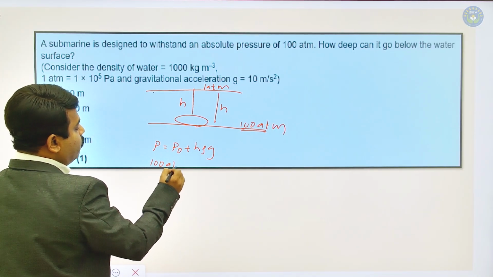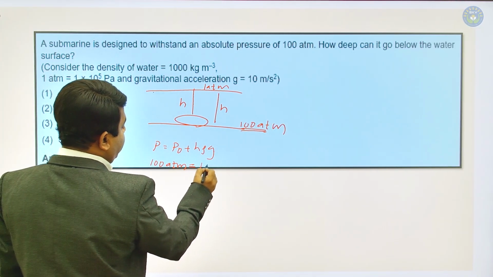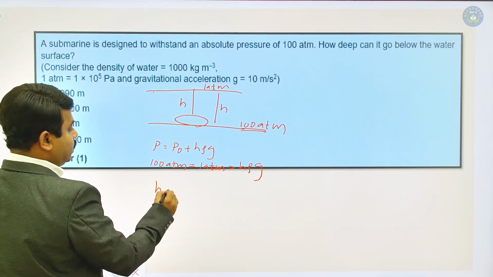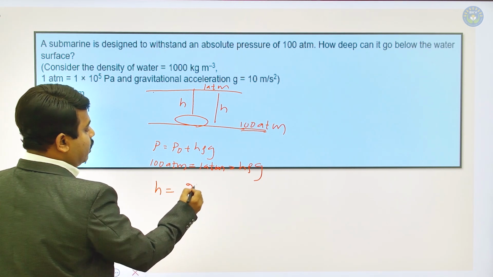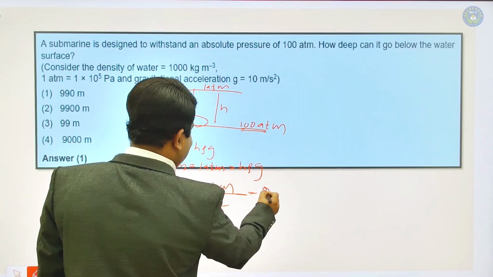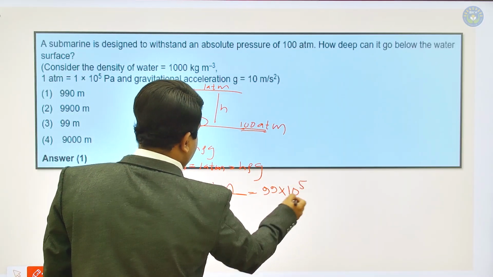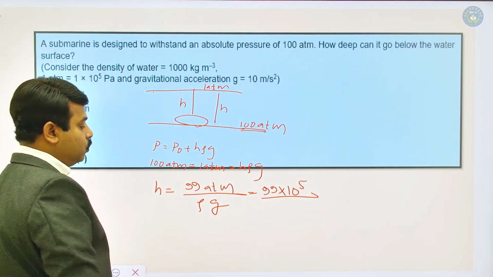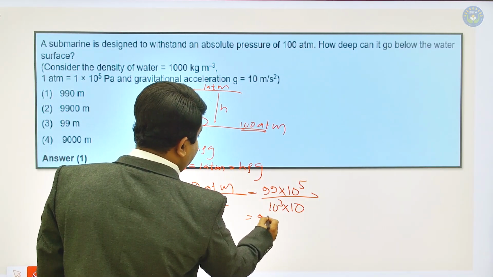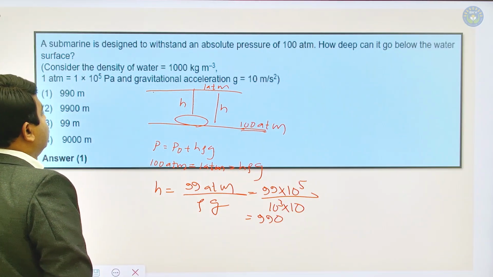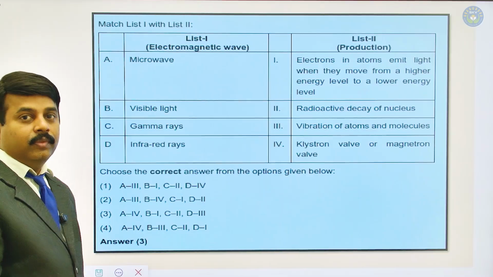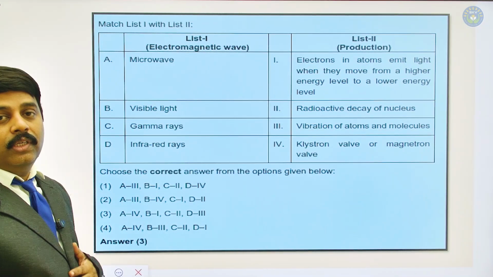So this is 100 atm, this is 1 atm, equal to h rho g. Now what is this depth? h is equal to 99 atm divided by rho g. That is 99 into 10 raised to 5 Pascal, since 1 atm is equal to 10 raised to 5 Pascal. Rho is 10 raised to 3, g is 10, then 990 meter, right? So which is the option? Option 1 is correct, right? All right. Now let us go to the last question.